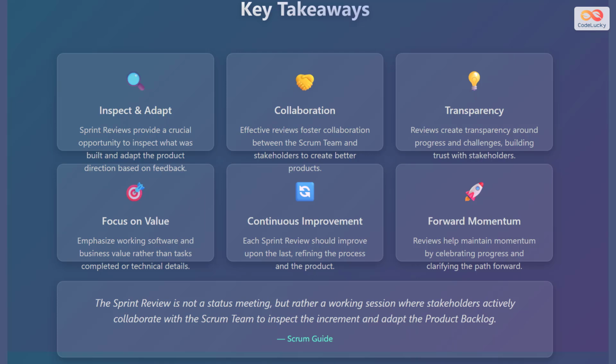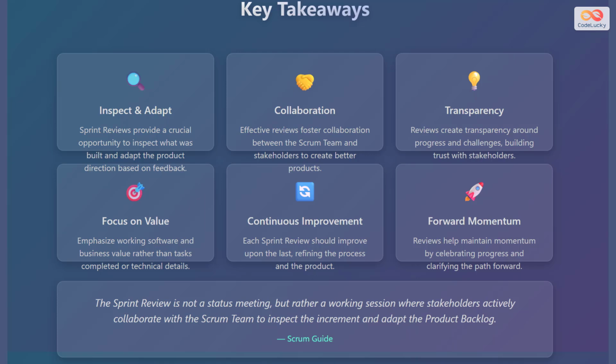Third, transparency. Reviews create transparency around progress and challenges, building trust with stakeholders. Fourth, focus on value. Emphasize working software and business value, rather than tasks completed or technical details. Fifth, continuous improvement. Each sprint review should improve upon the last, refining the process and the product. And sixth, forward momentum. Reviews help maintain momentum by celebrating progress and clarifying the path forward.